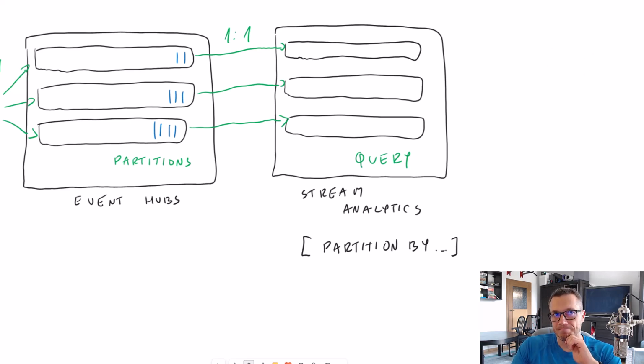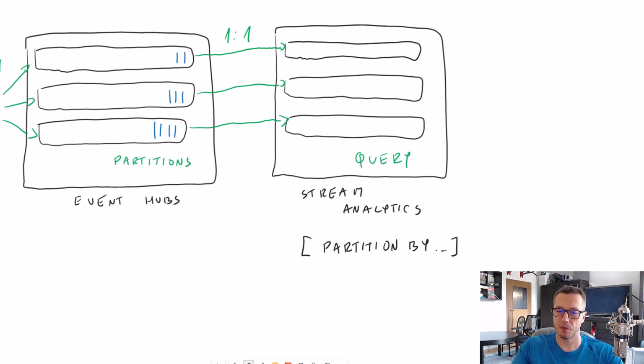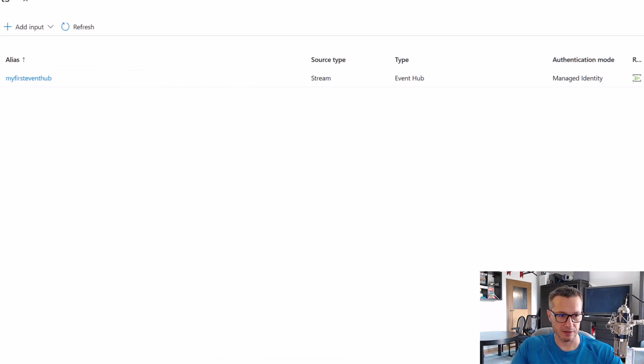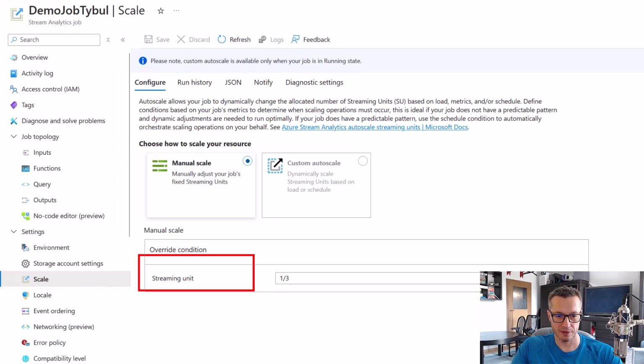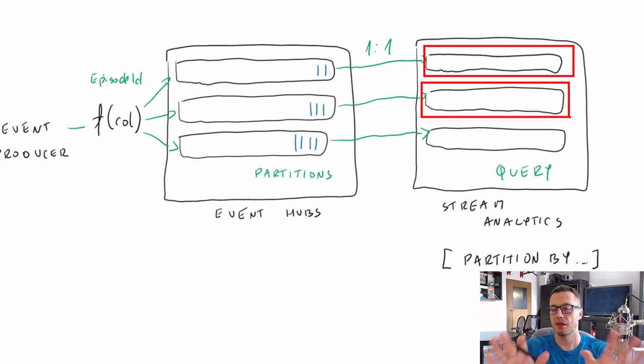Now, if we have multiple instances of our query, does it mean that the total throughput changes? No. When we create a Stream Analytics job, we have to provide this streaming unit. This one, right? How powerful this job will be. And even if we have multiple instances of the query deployed, this streaming unit count doesn't change. It still stays the same as it was originally.